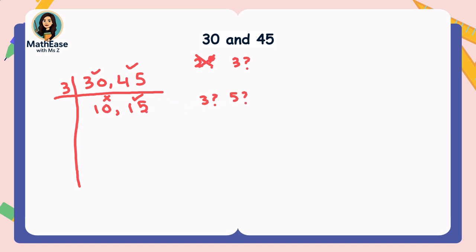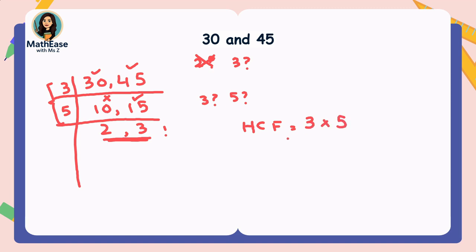Yeah, both these numbers can be divided by 5. 10 divided by 5 is 2, and 15 divided by 5 is 3. Now you'll notice that 2 and 3 cannot be divided by the same prime number anymore. So we stop right there. Again, take all the numbers that you've written on the left and multiply them. In this case, we're going to write that the HCF of 30 and 45 is equal to 3 times 5, which equals 15. And there's your answer.